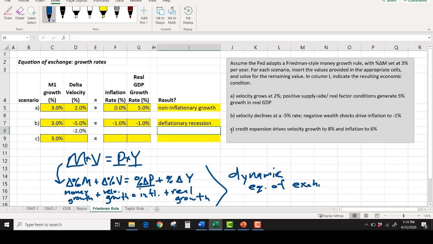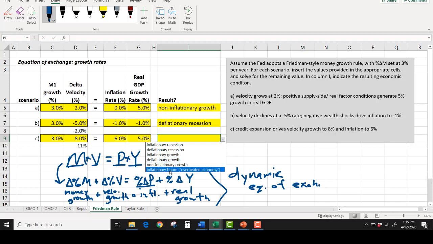Okay, then finally, part C, it says credit expansion drives velocity growth to 8%. So now we got a big increase in spending driven by a credit boom, and inflation also following that up to 6%. So my total now is 11, 3 plus 8. So that means the total over here has to be 11. 6 of the 11 is inflation. The remaining 5 is in real growth. Okay, now 5% real growth looks good, but 6% inflation would be well above any central bank's target or preferred level. So what are we going to call this? That looks like maybe an inflationary boom, right?